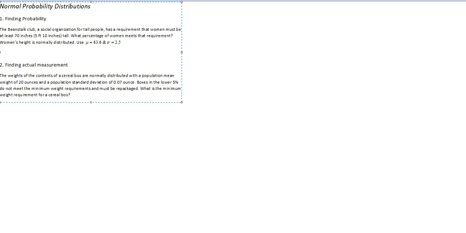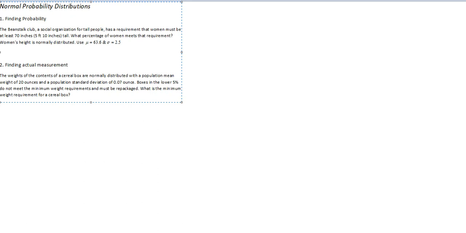Let's look at number one. The problem here is that we have a Beanstalk Club, a social organization for tall people, that has a requirement that women must be at least 70 inches tall. So what percentage of women meets that requirement? Women's height is normally distributed. Use population mean equal to 63.6, and population standard deviation equal to 2.5.